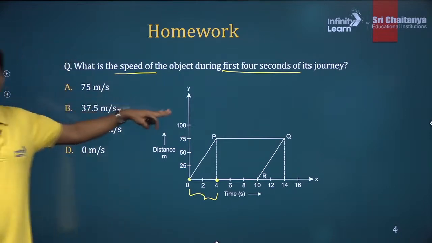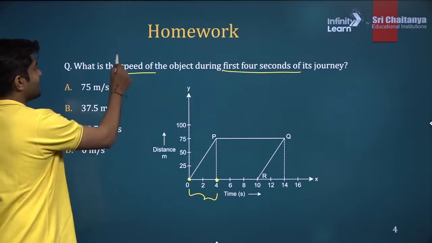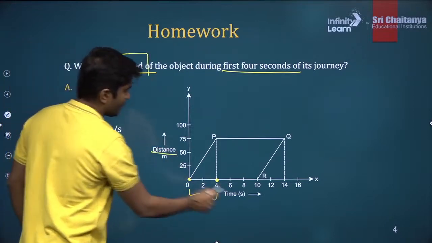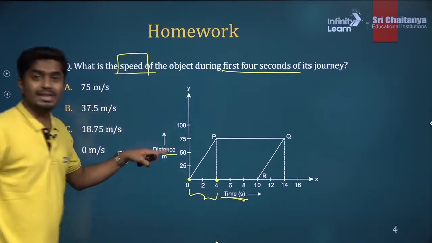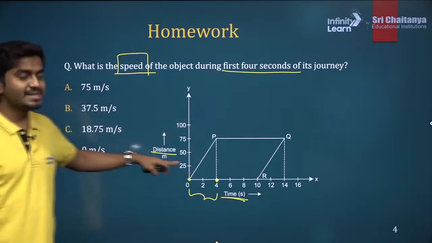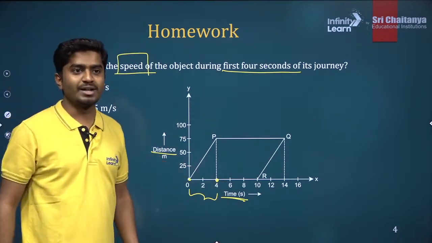So how will you find the speed? There is a distance versus time graph. In the distance time graph, speed is nothing but the slope of the curve.